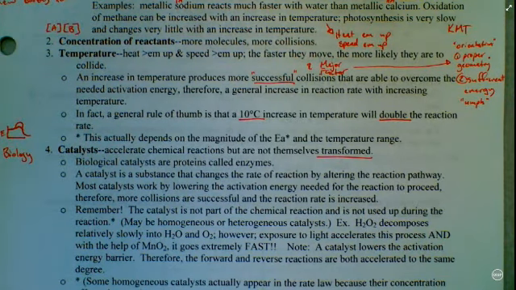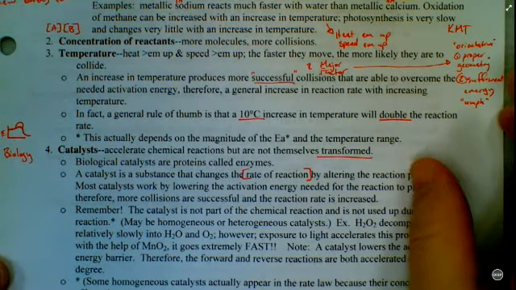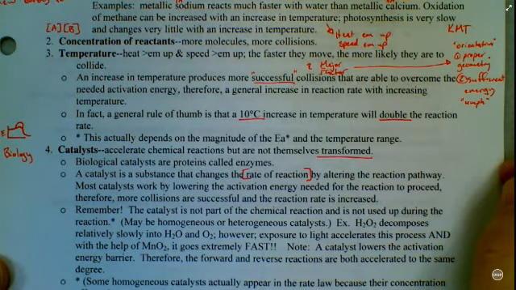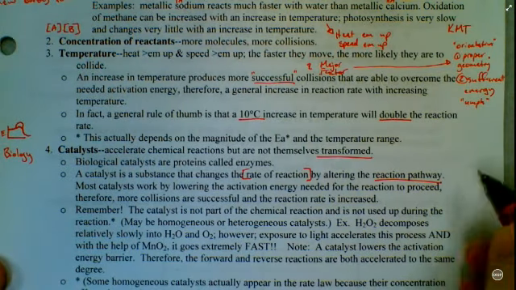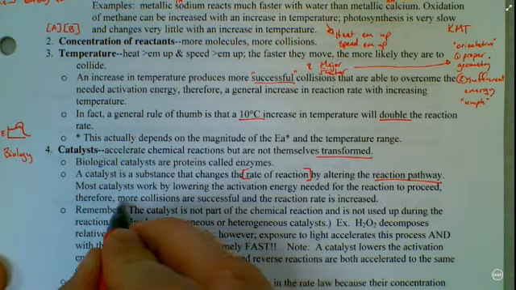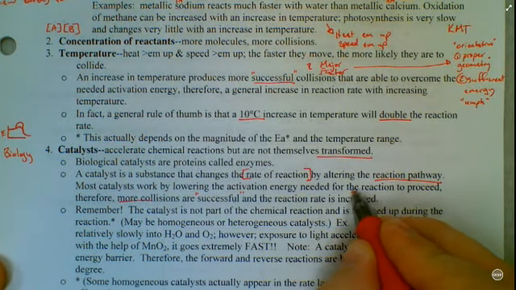Let's see. When we are looking at a catalyst, it is a substance that changes, again, the rate of reaction. The reaction itself stays the same, right? Because that catalyst is not transformed in any way. It's kind of like a spectator in the sense that it doesn't change, but it definitely participates. It changes the rate of reaction by altering the reaction pathway. Most catalysts work by lowering the activation energy needed for the reaction to proceed. Therefore, more collisions are successful, and the reaction rate is increased.